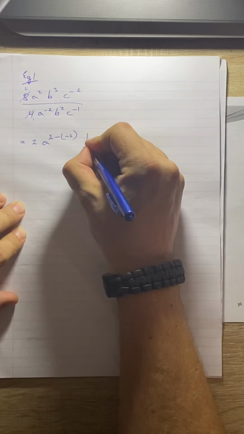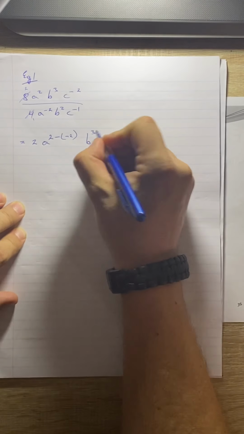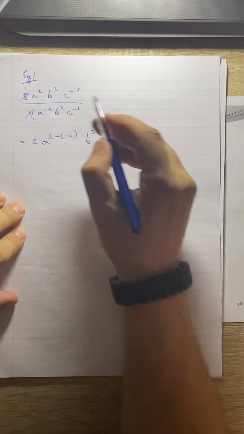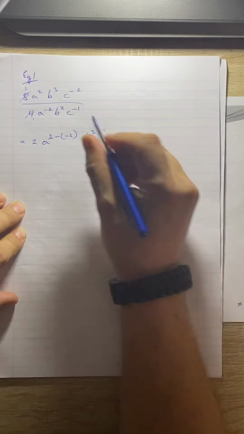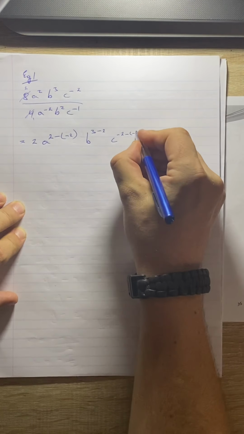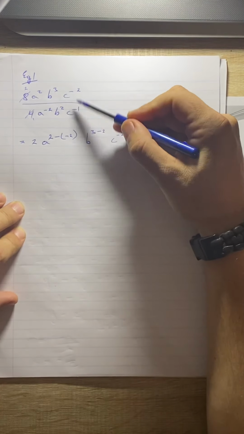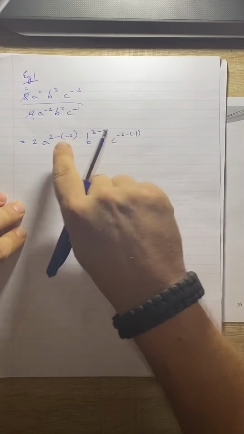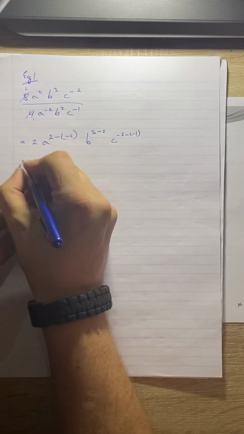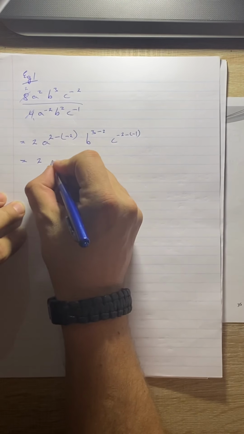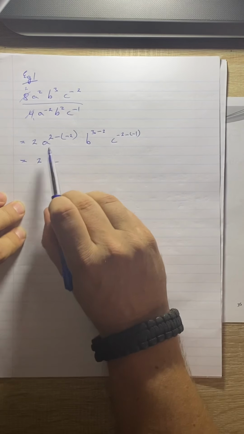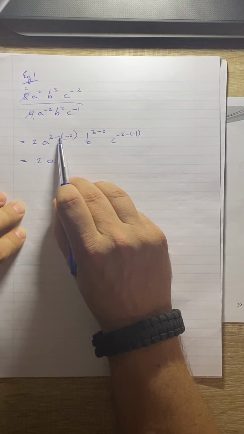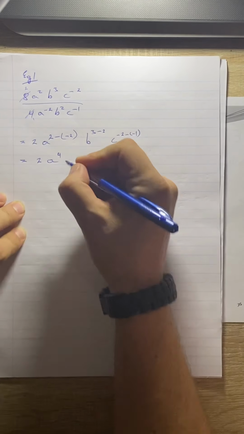Then with B, we've got 3 minus the bottom one, which is 2. Then we've got C to the power of minus 2 minus 1. Always take the top minus the bottom, even if it is a negative like this. I've just kept to the laws. Now I'm going to simplify each one of these exponents. Here we get 2 minus minus 2, so the minus and the minus will give us a plus, so it becomes 2 plus 2, which is 4.